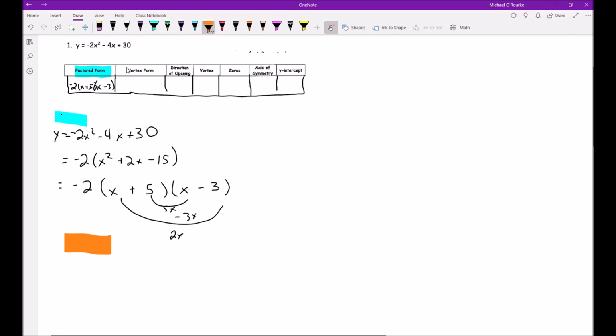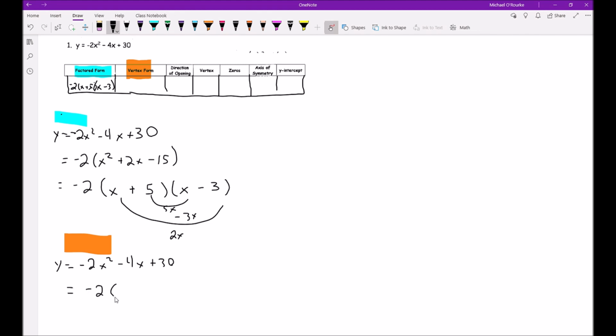This is what we did yesterday, correct? So now, where's my mouse? So if we start here, what do we have to do first to get the vertex form? What do I hate again? I hate something in front of my x squared. So we need to factor it out.